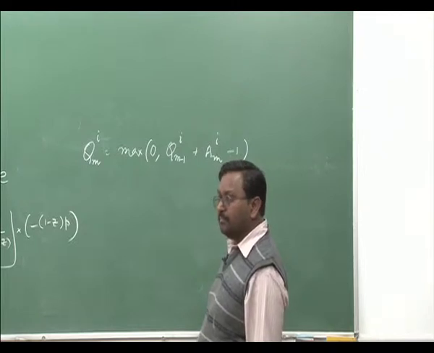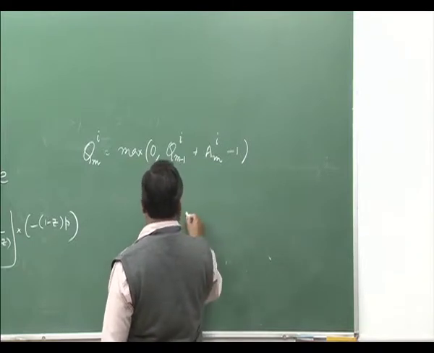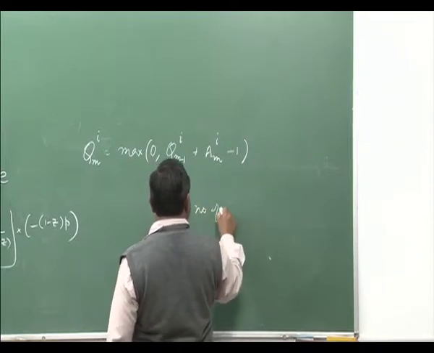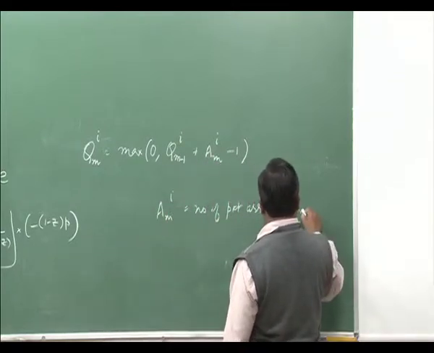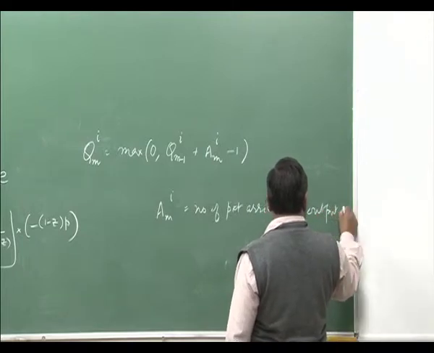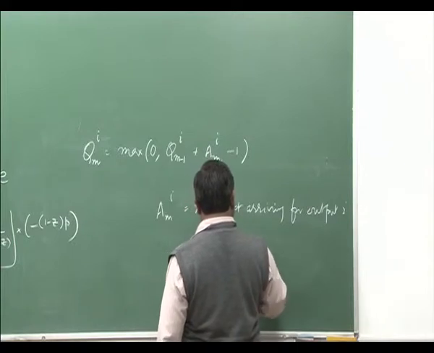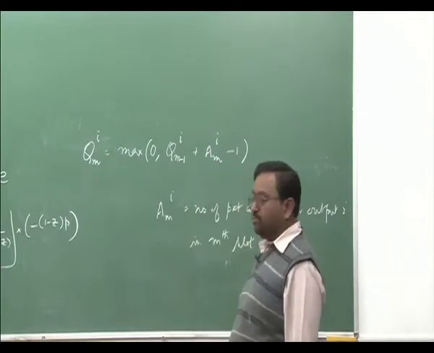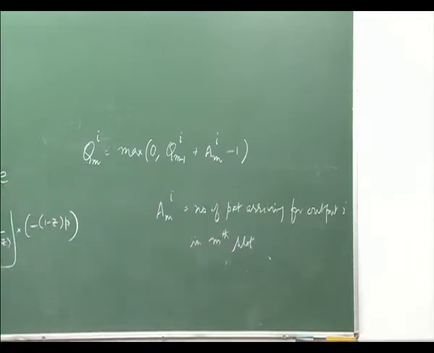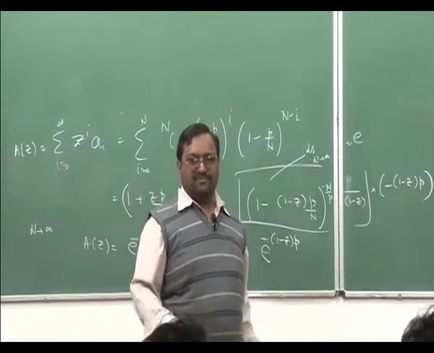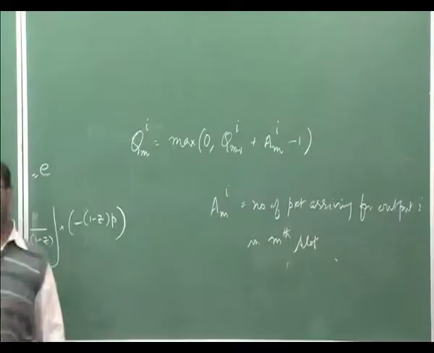The argument inside the max, what is the second argument mean here? AMI is the number of packets arriving for output I in mth slot. So, that probability distribution is given by whatever is there. This is going to have this particular Z transform. Az is nothing but the probability generating function for this variable AMI.